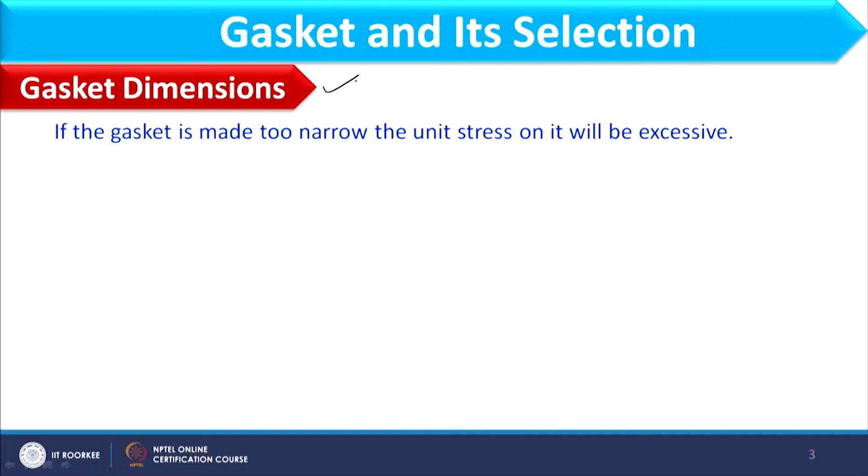So, let us start the design of gasket. How can I choose the dimension of the gasket? For this we have to see a few points. If the gasket is made too narrow, the unit stress on it will be excessive. Why is it so? Because it has the compressive load as well as the hydrostatic end force.